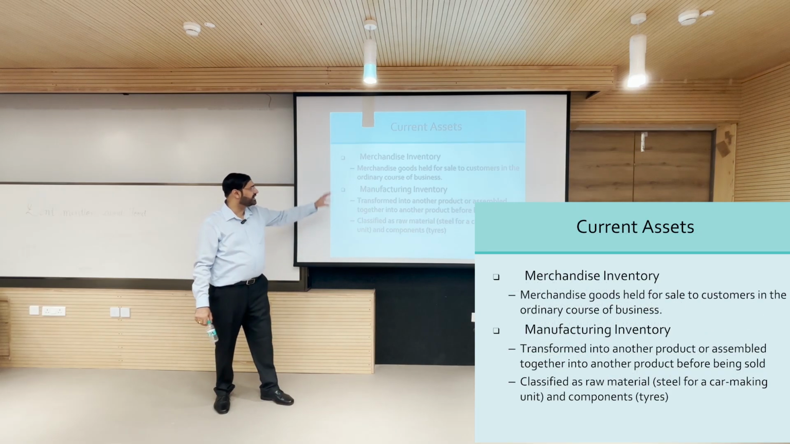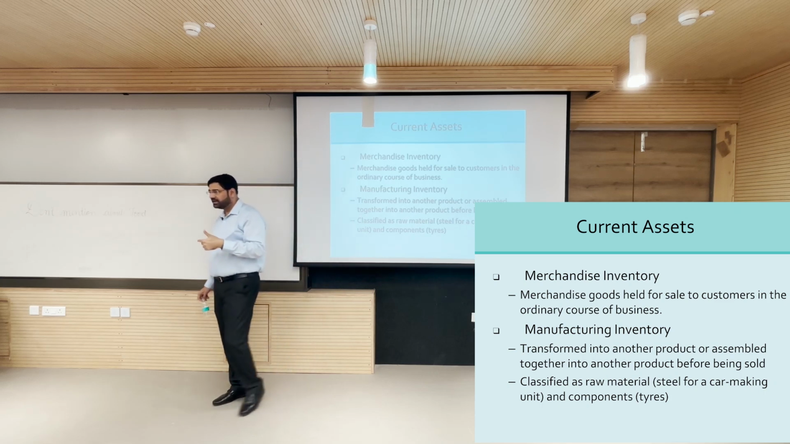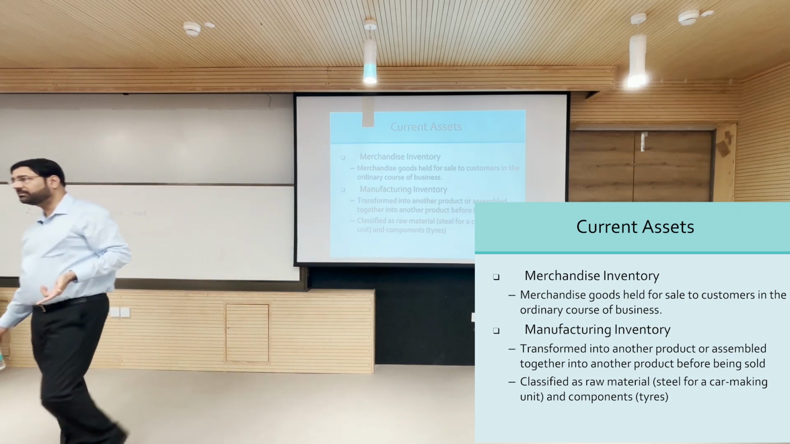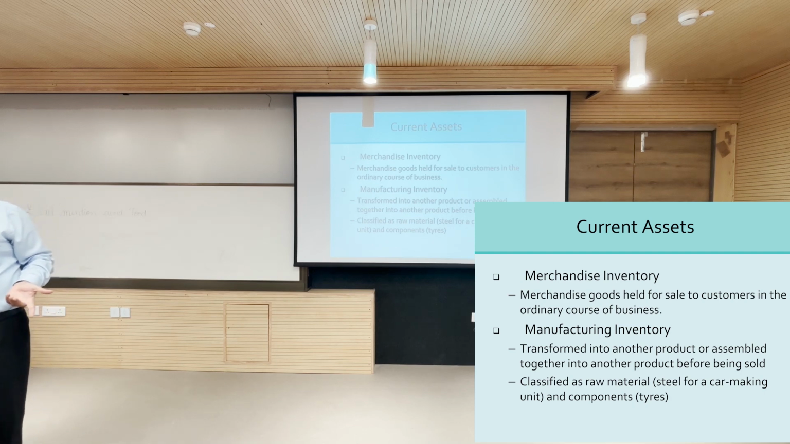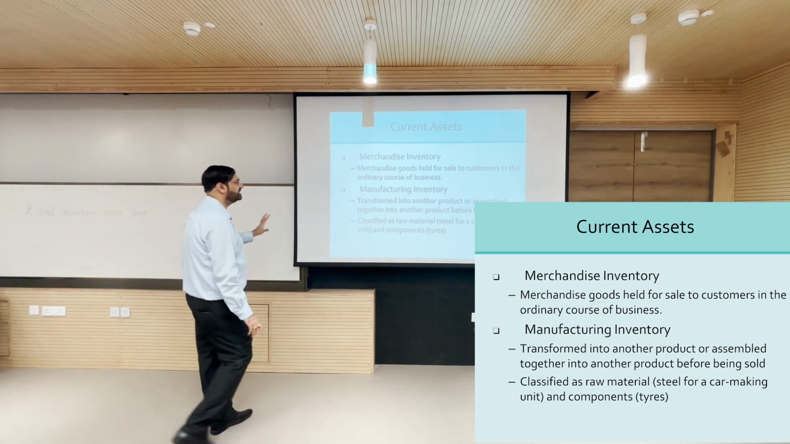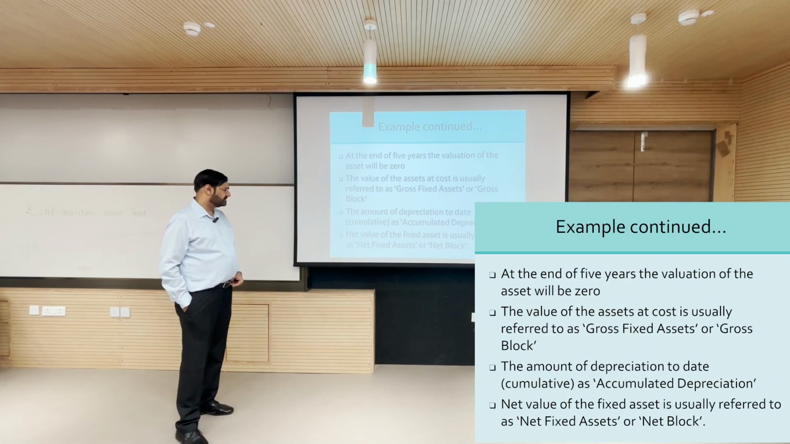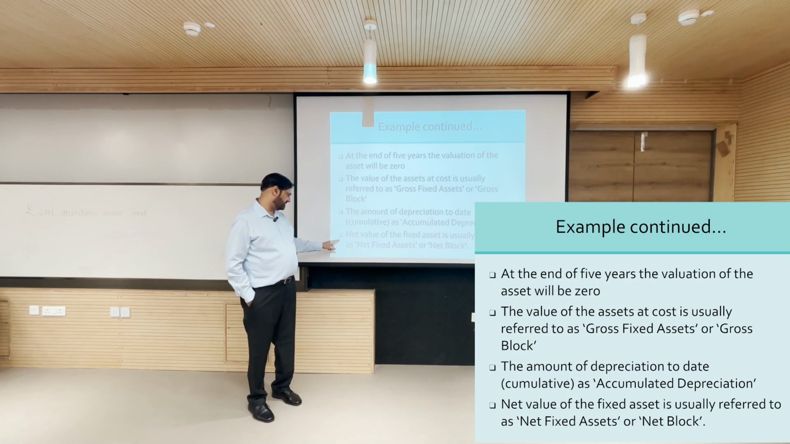Inventory we already know, it can either be a manufacturing firm or a trading firm. In a manufacturing firm, we will have raw material, work in progress and finished goods. In a trading business, we will only have stock or inventory. Yeah, this part I have not mentioned.